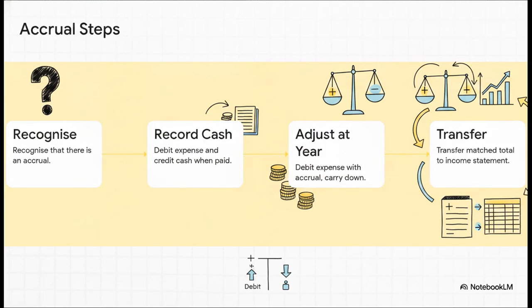The absolutely crucial point here is following these exact steps. First, recognize the accrual. Second, record your cash payments as usual. Third, and this is where the magic happens, adjust at year-end by debiting the expense account with the accrual amount and carrying it down as a credit balance. Remember our spatial rules. Debits increase expense accounts and credits increase liabilities. Finally, you just transfer that perfectly matched total to the income statement.